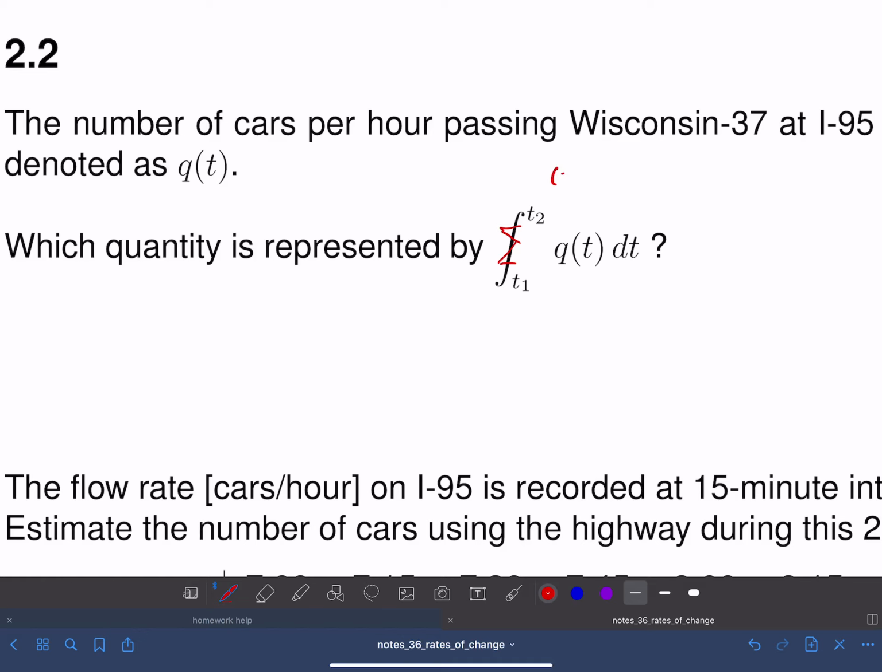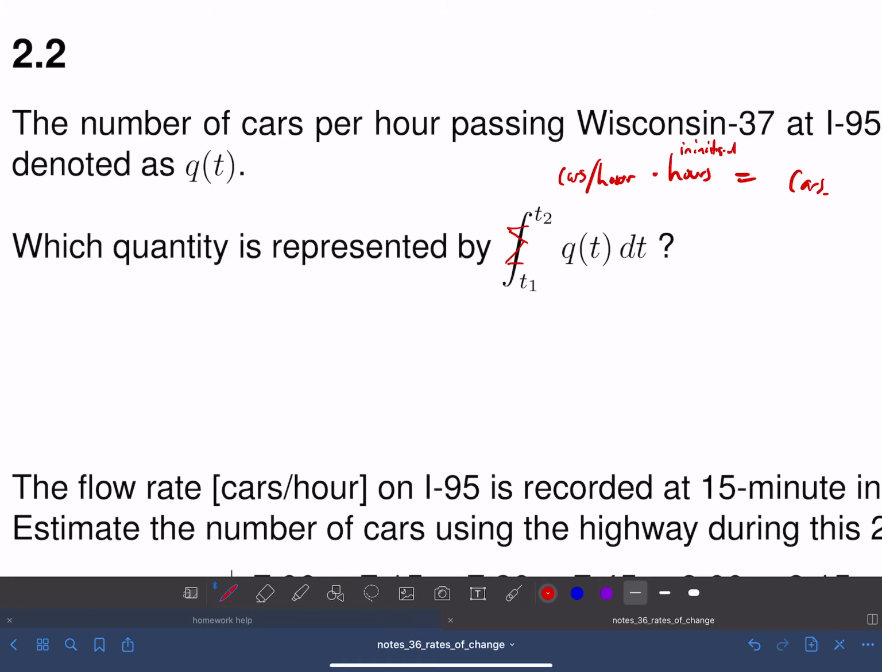So I have cars per hour times hours, infinitesimal hours. But the unit is still hours. It's cars. So what quantity is represented by that integral? It's cars through the intersection over that time period.